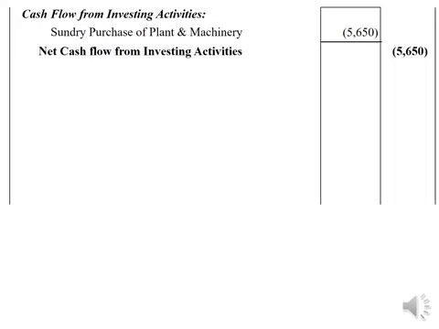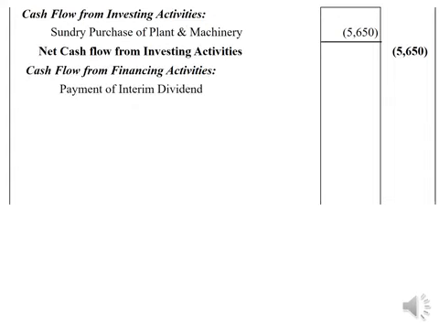Therefore, net cash flow from investing activities amounts to 5,650 minus figure, that is outflow. Next is cash flow from financing activities. Here payment of interim dividend rupees 20,000 is considered, only one item.